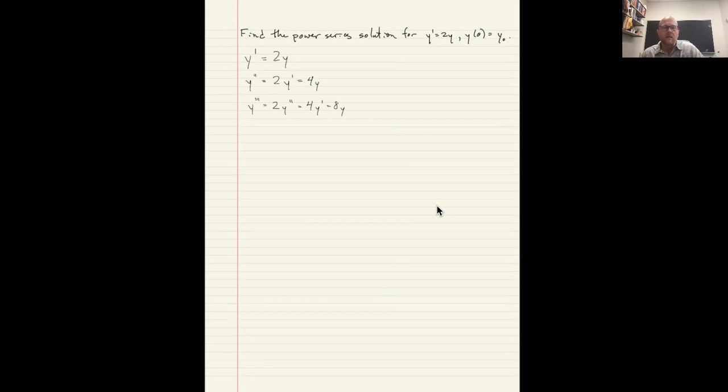So that means that we can go through and differentiate as many times as we want, and we will find out that the nth derivative, the notation we use for that is to put parentheses around the n to distinguish it from the nth power, is going to be equal to 2 to the nth power times y.